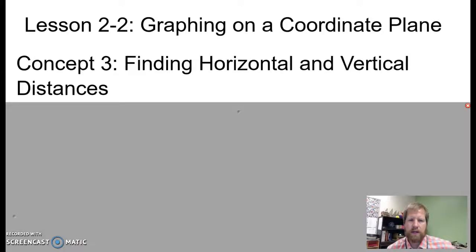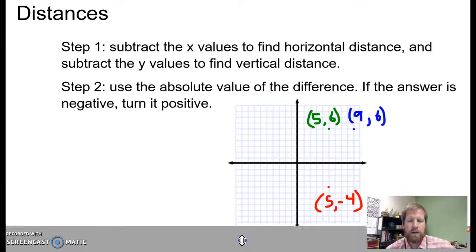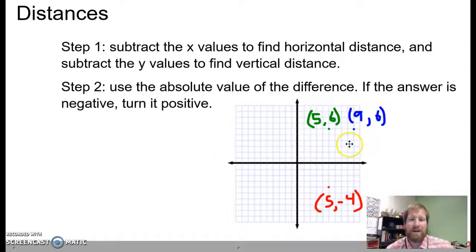Lesson 2.2, Concept 3, Finding Horizontal and Vertical Distances. So when we have points on a coordinate plane, sometimes we want to be able to figure out how far away those 2 points are from each other. All right? You can always use the method of just counting, or there's sometimes an easier way to do that when the 2 points are farther apart, and that is to subtract some of the values.